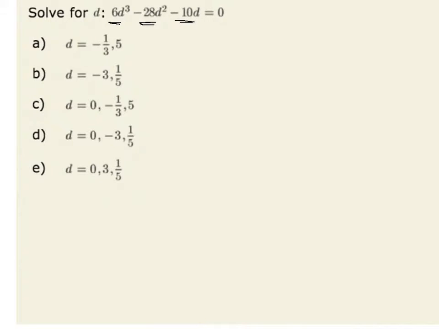When I look at 6d cubed, negative 28d squared, and negative 10d, I can see that the greatest common factor of those terms is equal to 2 times d. Therefore, I'm going to factor out 2d from each one of those terms.